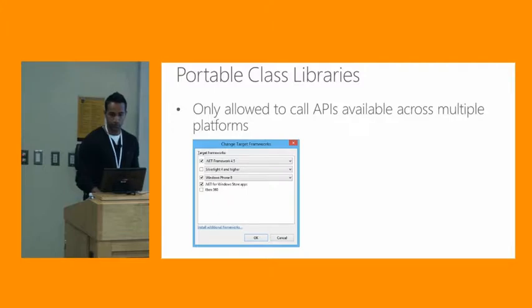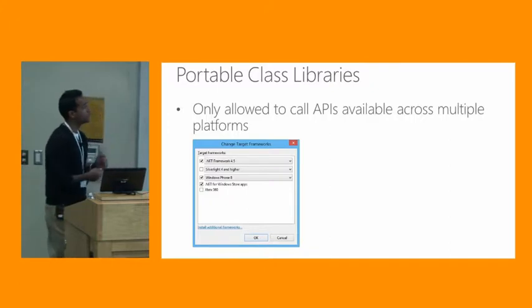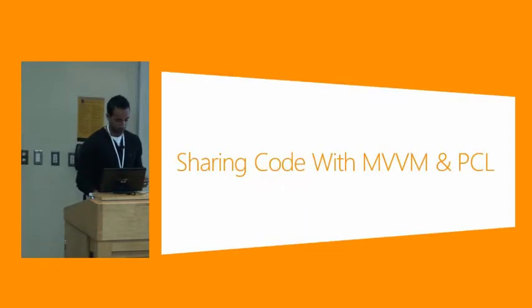So I think that covers everything with PCL. The other cool thing about PCL actually is that when you are coding it, IntelliSense actually stops you from referencing any API that is not portable. So it's a subset of APIs that run on both platforms. Okay. So, sharing code with MVVM and PCL.